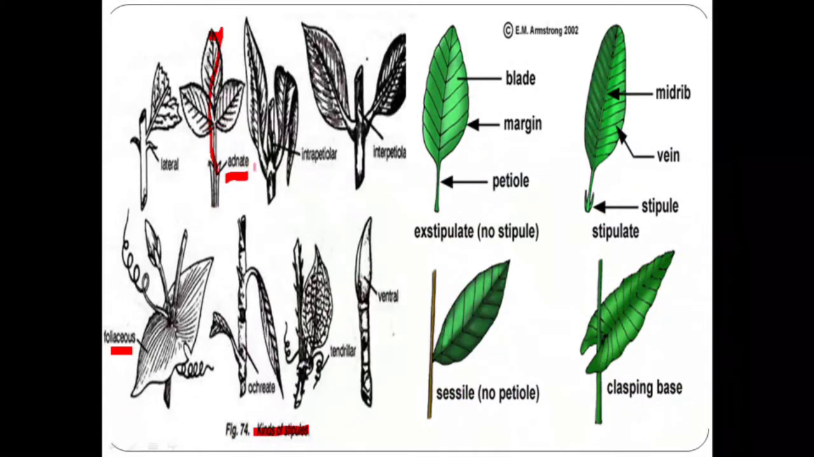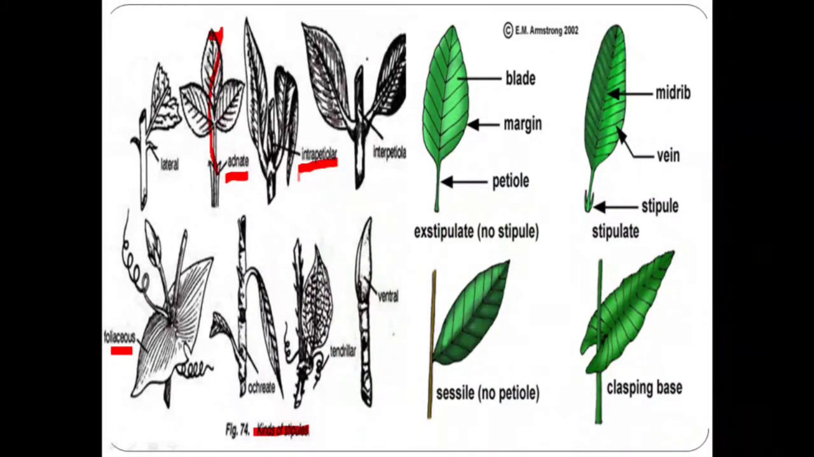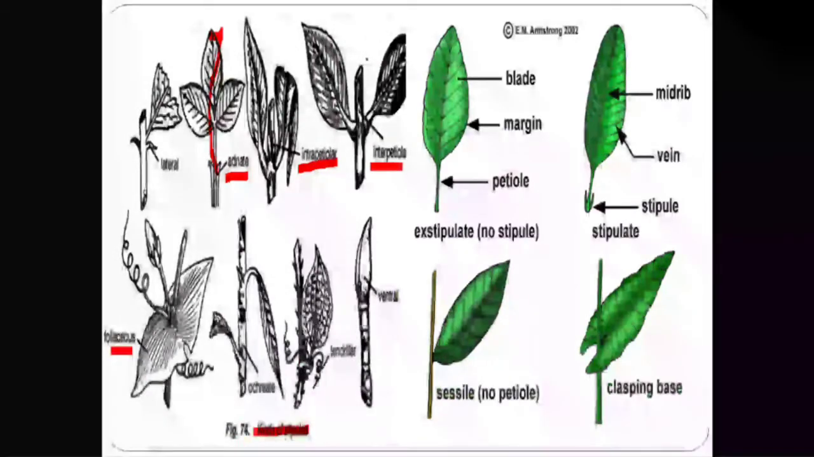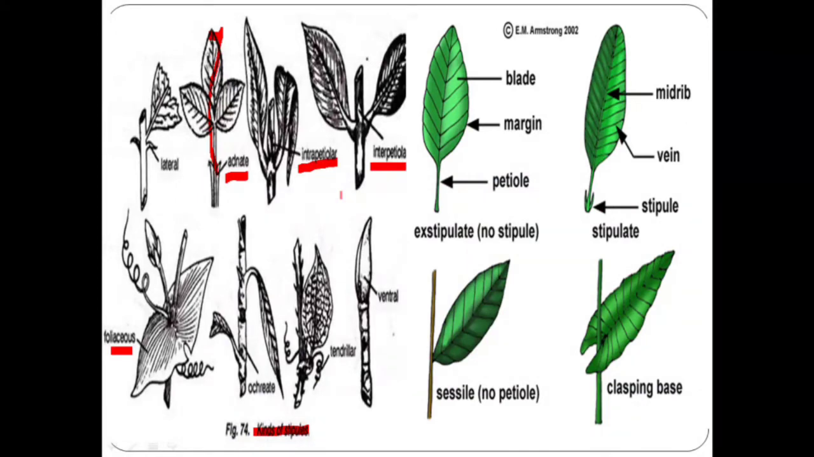Next we come to intrapetiolar stipule. Intra means within. Within means on just one side of the leaf, only two appendage-like structures develop. This type of stipule we call intrapetiolar stipule. And next is interpetiolar stipule. Inter means in between. That means one leaf is there, and on both sides the two stipules develop. That type of stipule we call interpetiolar stipule. And next we come to the exstipulate.